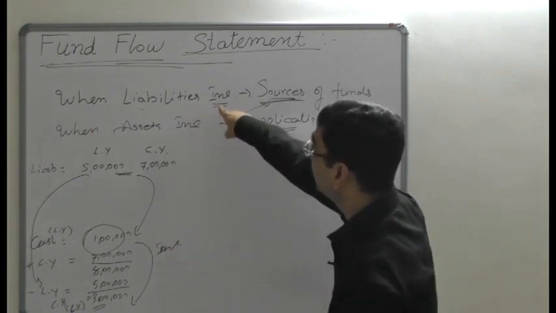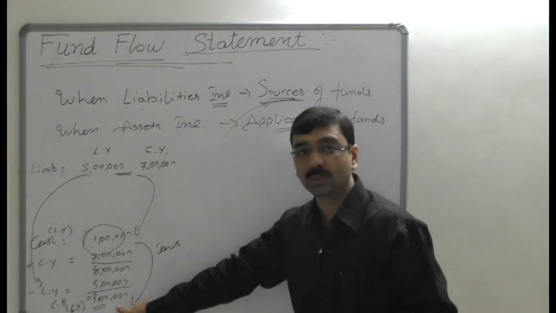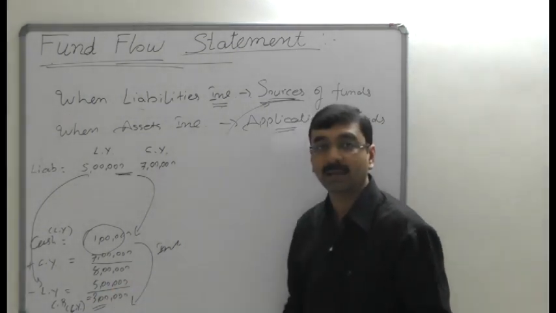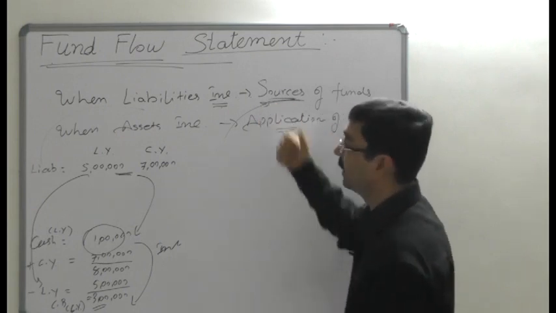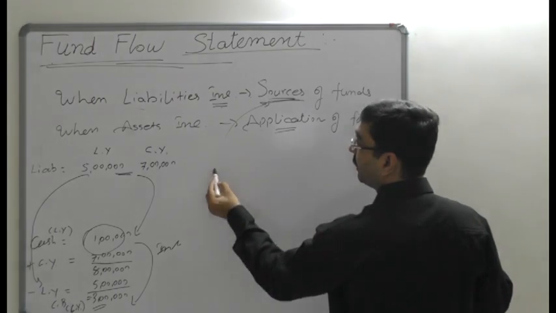As I already mentioned, when the liability increases, it is your source of funds. Here, this transaction reflects that the amount of cash balance is increased, and that's why it is a source of funds. Take another example in case of an asset.